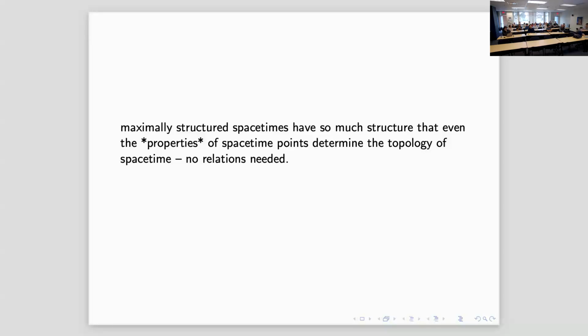All you do is, for each point in the bag, you give me an infinite list of all of its scalar curvature properties. Remember, these are just real numbers associated with each point. So I've got a point and a bunch of real numbers attached to it. Now put all those points in the bag, mix it around, hand it to me and say, okay, I want you to put together a spacetime. I claim that if I'm working at the maximally structured level, I can only do it in one way. And I don't need any relations to do it.